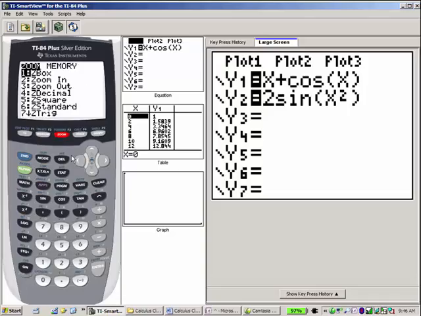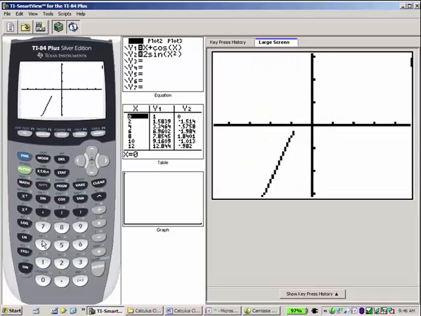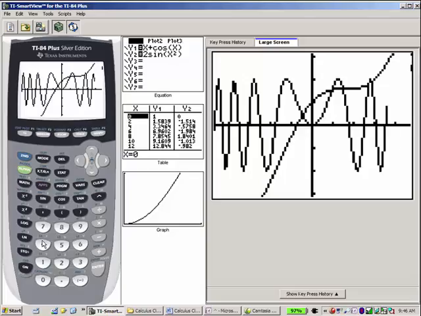And I'll start with zoom decimal, see how that works. Whoa, check that function out. Whoa! What the? Oh my goodness.